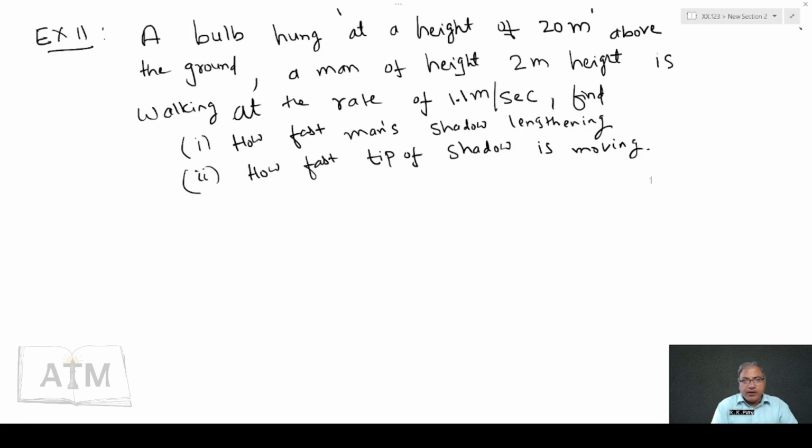Example 11. A bulb is hung at a height of 20 meter above the ground. A man of height 2 meter is walking at the rate of 1.1 meter per second. Find how fast the man's shadow is lengthening, and how fast the tip of the shadow is moving. We need to answer the two things here.